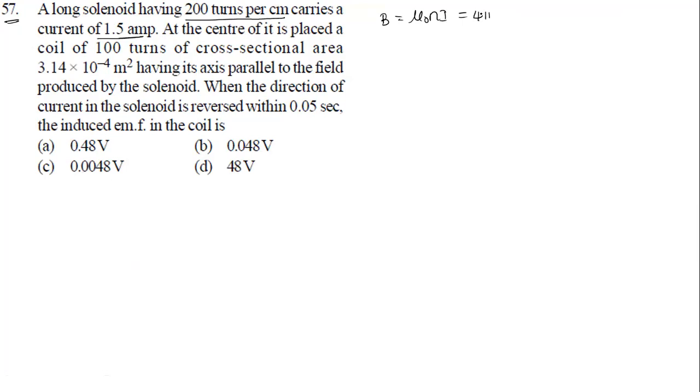So mu naught is 4 pi into 10 power minus 7, into the number of turns per unit length, n. That is 200 per centimeter. So I'll take 200 by 10 power minus 2, because of the conversion of centimeter to meter. The current is 1.5 ampere, so into 1.5 ampere. If you simplify, how much magnetic field are you going to get? You're going to get 3.768 into 10 power minus 4, minus 2 Tesla.